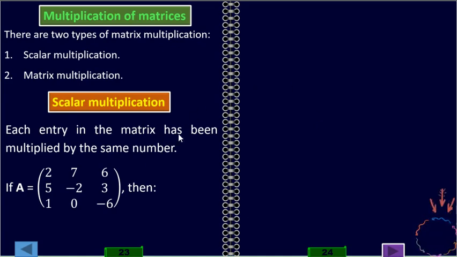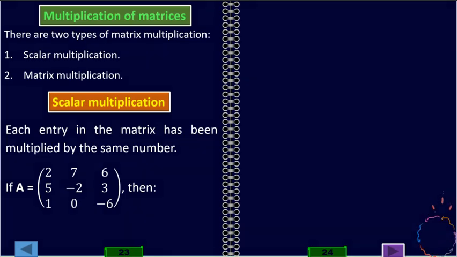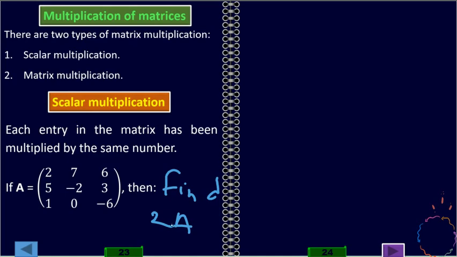2A means, in other words, what I'm saying here is that we are supposed to find 2A. So now what's the scalar? What's the number? What's the constant in this multiplication? Of course, the constant is 2. The scalar is 2. So now let's go ahead and do that.